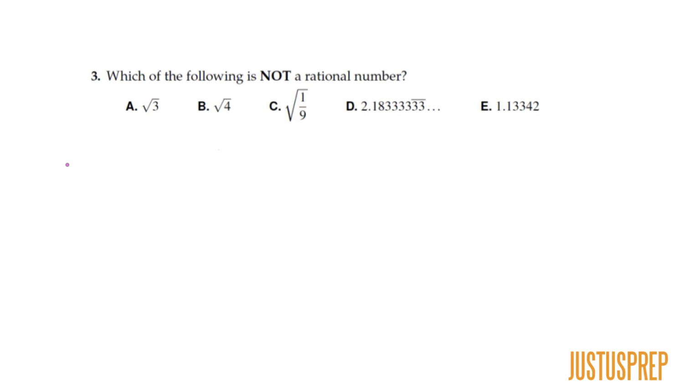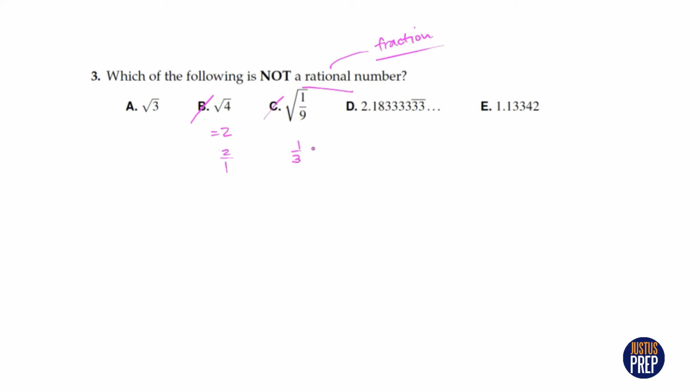Question number 3, which of the following is not a rational number? Well, in order to do this problem, we need to know what rational means. A rational number is anything that can be written as a fraction. So obviously all integers, all whole numbers are rational, and then any fractions and a lot of decimals are rational because those decimals can be written as fractions. So if we look at these answer choices, let's take a look at these two. That's just 2, which is 2 over 1, so that's rational. That's not the answer. This is 1/3, which is also a fraction, rational.